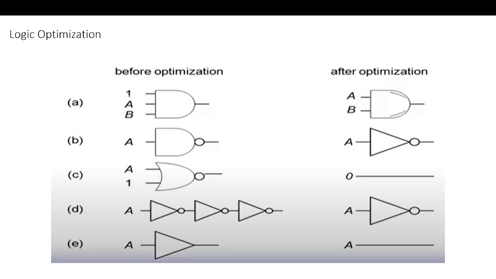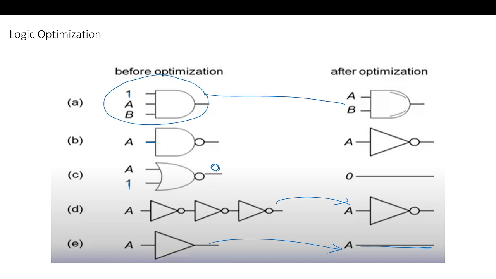To optimize, for any AND gate, if an input is 1, it's a non-controlling value, so we can remove it. If we have only one input connected, it's equivalent to a NOT gate. And this is a controlling value, so the output is always going to be 0. If we have 3 inverters, that is equivalent to 1 inverter. And a buffer can be modeled as a line. This is done for simulation purposes, not at the circuit level. In a simulation, we see if this is the case, can I optimize it to this, so that we can reduce the simulation time.